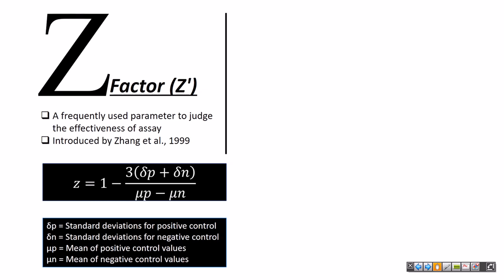That is a factor developed by Singh in 1999, and this factor gives you a big idea. If you want to use this technique for high throughput screening, is your model going to work for high throughput or not? For that, they use the standard deviation of your positive control and negative control. These standard deviations are divided by the difference of the average values of your positive and negative control.